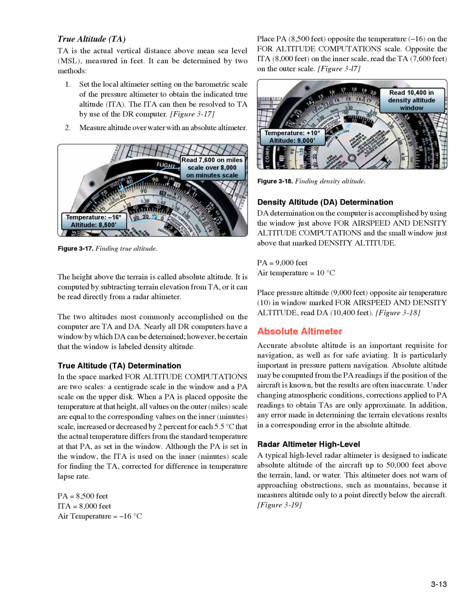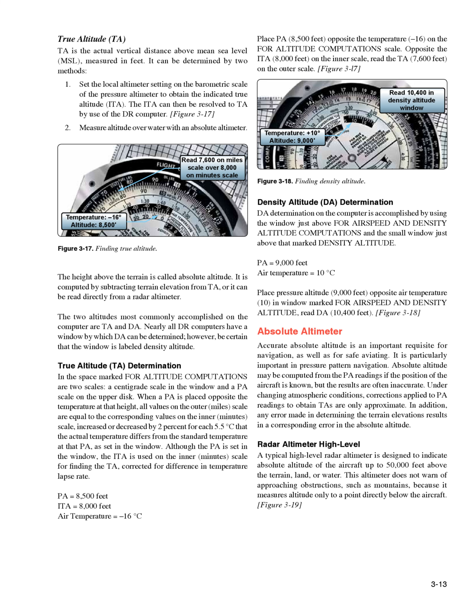The two altitudes most commonly accomplished on the computer are TA and DA. Nearly all Doppler computers have a window by which DA can be determined, however, be certain that the window is labeled density altitude. True altitude, TA, determination: in the space marked for altitude computations are two scales, a centigrade scale in the window and a PA scale on the upper disk.